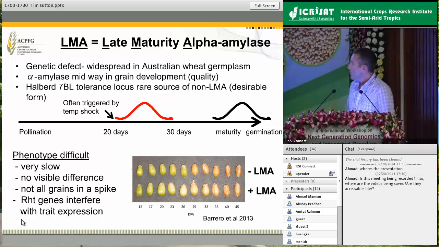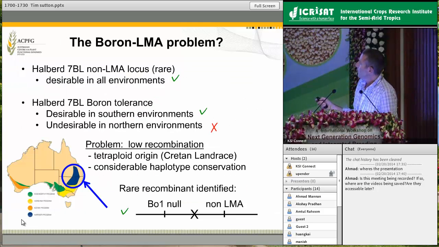The phenotype is very difficult for this trait. It's slow. There's no visible difference in the grains between LMA and non-LMA types. It doesn't affect all the grains in a spike, and it's severely affected by Rht genes which interfere with the trait expression as well. So it's a rare event, this non-LMA locus. It's for non-LMA in Halberd, and this is desirable by growers in all environments in Australia. The Halberd 7BL boron-tolerant source is, of course, as I've described to you, desirable in southern environments, but it's an undesirable characteristic in the northern environments.